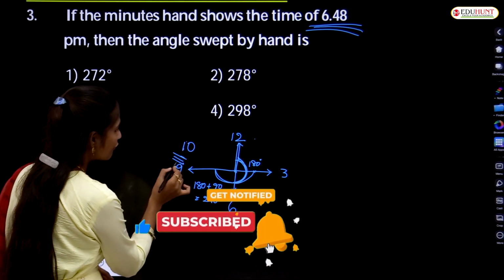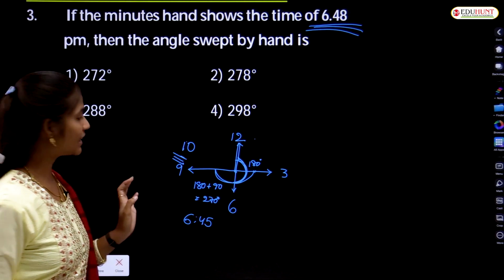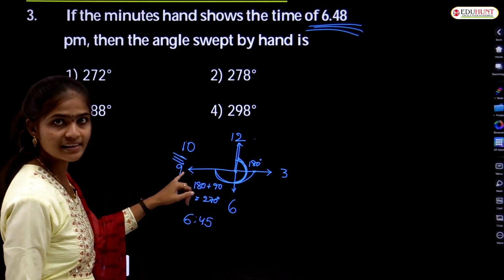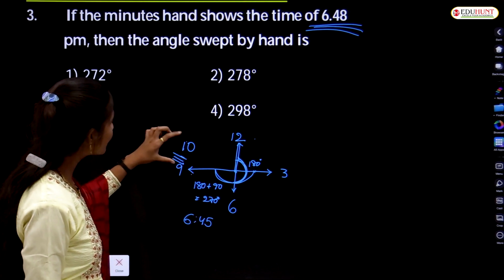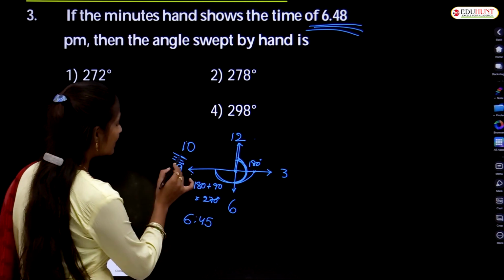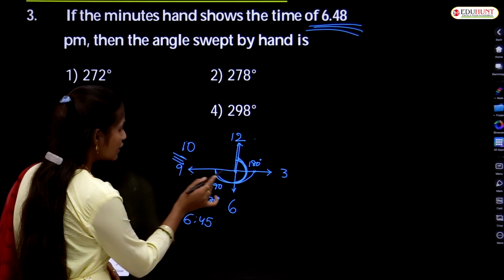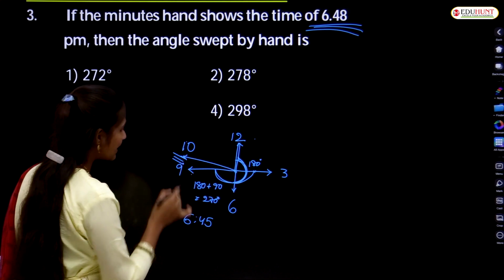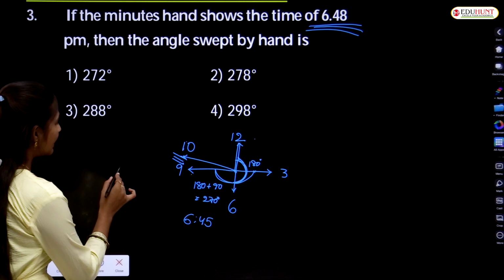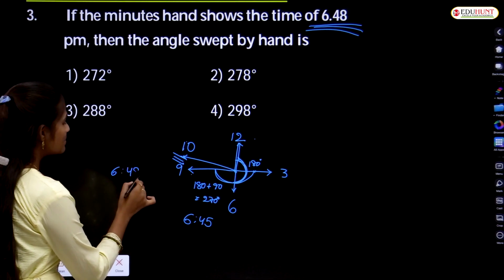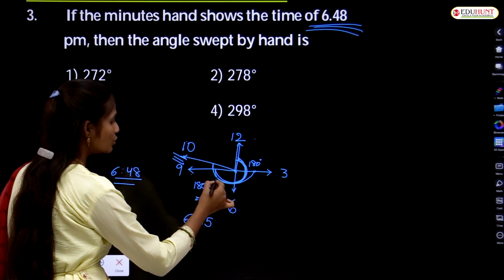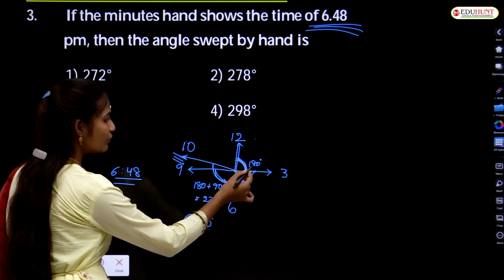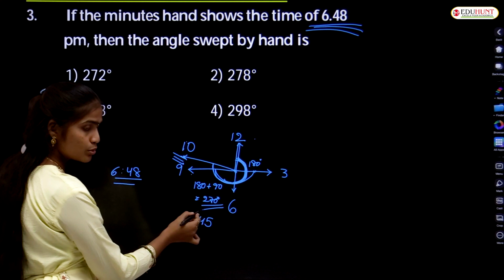So after 9, we need to calculate 3 more minutes. Now if the minutes hand is at 9, then the time is 6:45. So the hand lies between 9 and 10, and in between we need to calculate 3 minutes. So now the minutes hand is at 6:48. Now what is the angle in between these two hands? So here 180 plus 90 is equal to 270.